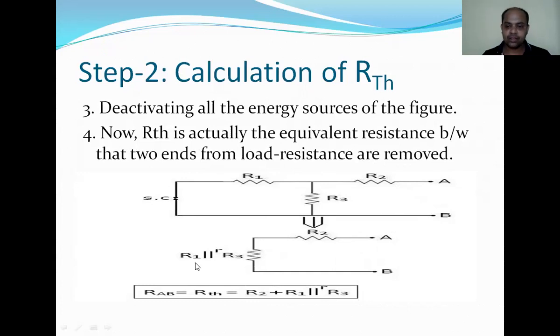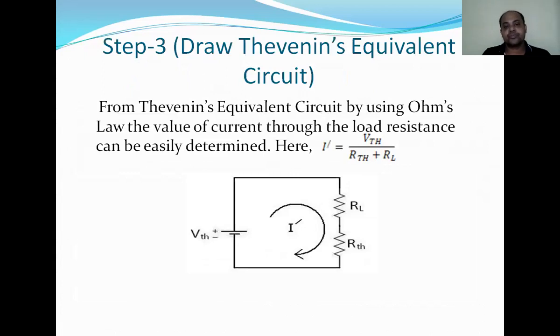So the final value of the resistance, that is RTH, the Thevenin resistance, is equal to R2 plus the parallel equivalent resistance of R1 and R3. So the final equation is RTH equals R2 plus R1 parallel R3. So in this way we can easily find the Thevenin resistance from a given circuit. Now go to step 3.